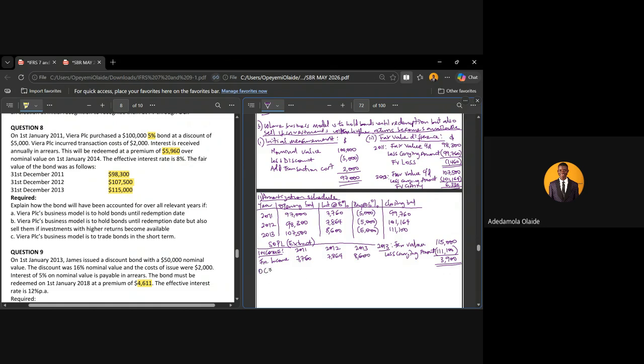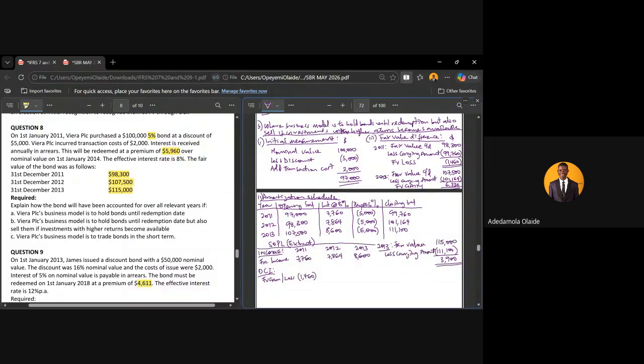We have other comprehensive income, fair value gain or loss. In 2011, we have a loss of 1,460. Then in 2012, we have what? A gain of 6336. You know that gain now is the closing balance of what we had. Abi? Yes.